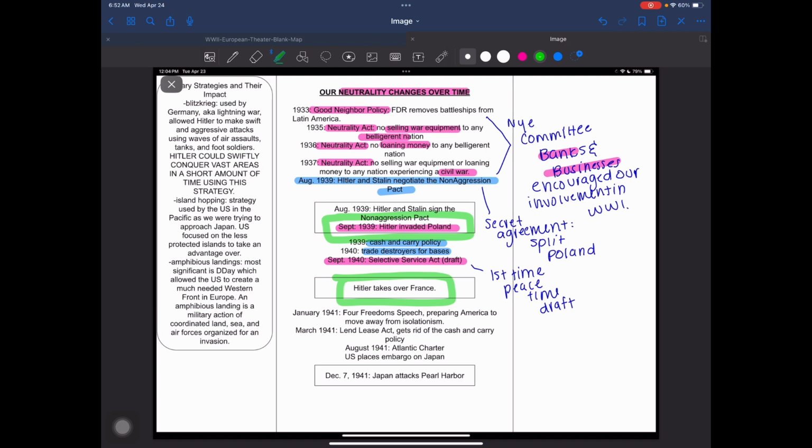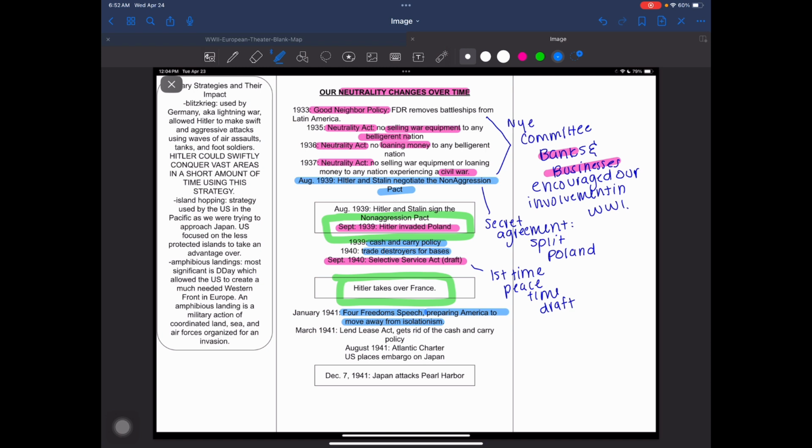Now, to get us ready and to get Americans' minds ready for the fact that we are probably fixing to have to get into this conflict, FDR gives the Four Freedoms speech. And this is so, so, so important. There it is again. He's actually preparing Americans. We're fixing to have to move out of isolationism. We're fixing to have to move away from that.